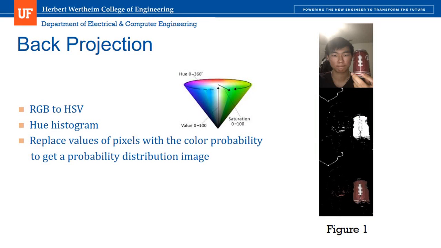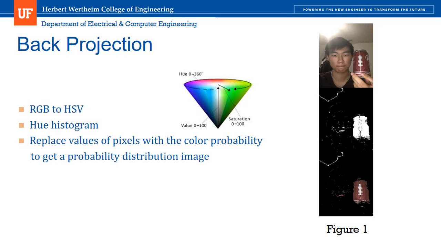To track an object, we need to do back projection first. Since the color in RGB is very sensitive to variance of illumination, the image should be converted from RGB coordinate to HSV coordinate. Then we can draw a histogram of hue component, so that we can replace values of the pixels in the image with a color probability to get a probability distribution image. And all the calculations were based on this grayscale image.